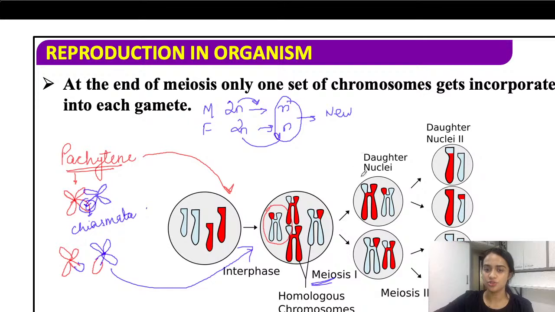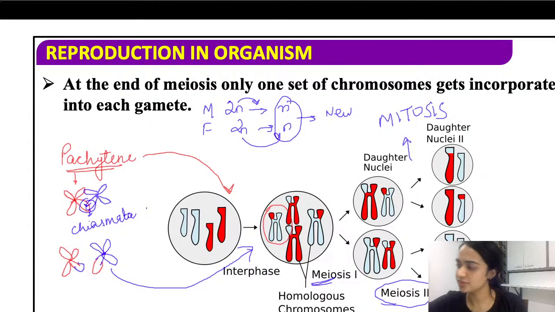Now they will produce daughter nuclei, then they will undergo meiosis 2. Meiosis 2 is completely similar to mitosis. Meiosis is the reductional division, and mitosis is basically the normal cell division which we have observed. And hence, these daughter nuclei will be produced.